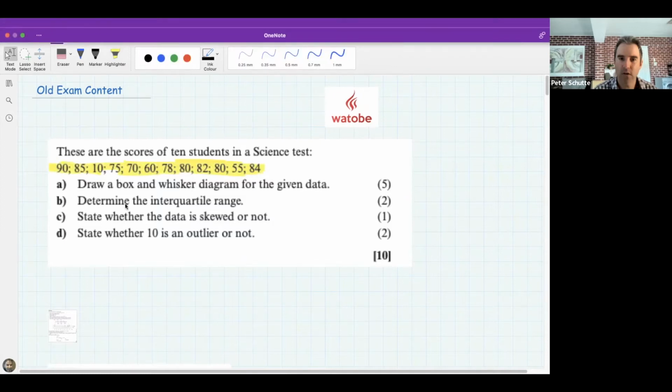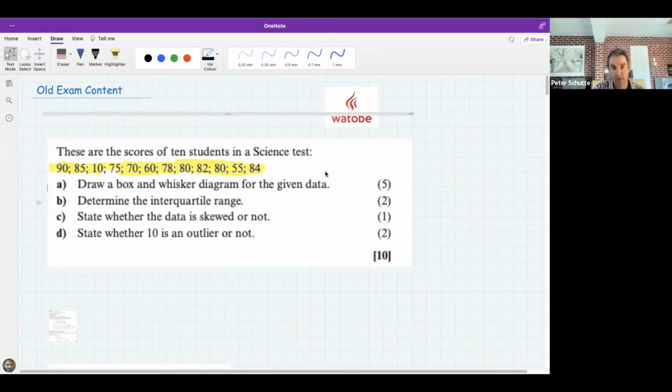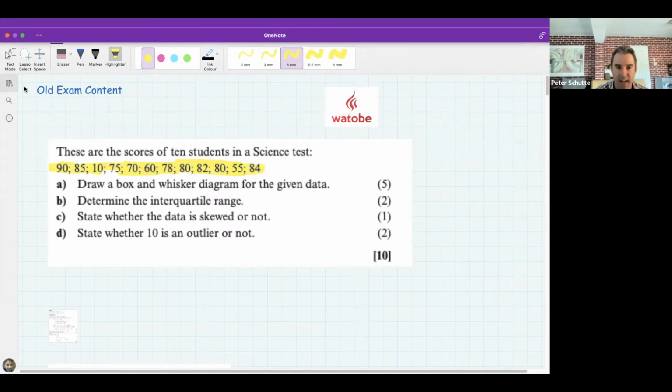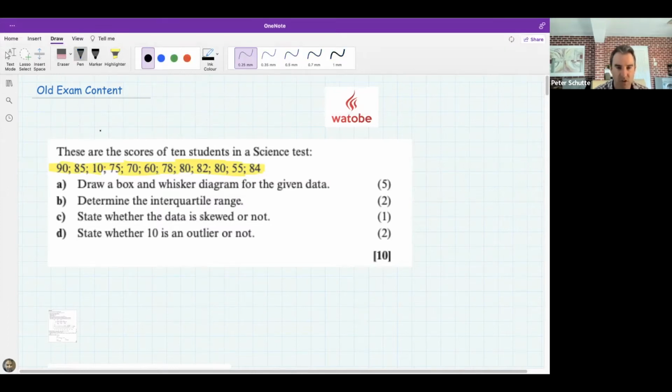And we want to calculate things like the 5-number summary. It's not in ascending order, or it's not in ranked order. So in order to answer this question, the first question is to draw a box and whisker plot. You first need to have your data in order and calculate the 5-number summary, which is the min, the max, Q1, Q2, and Q3.